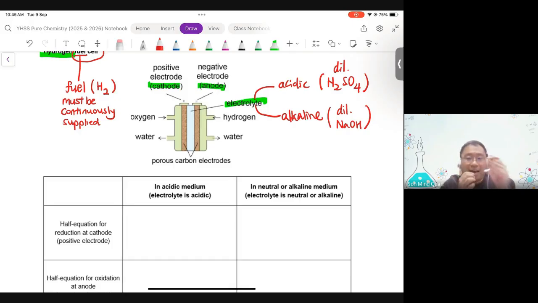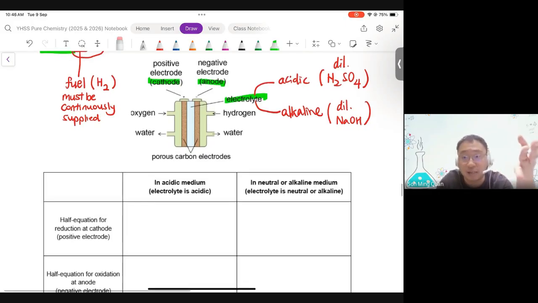So we try to make it slightly acidic by adding H2SO4 or slightly alkaline by adding NaOH. Now the trick here is, depending on whether the electrolyte is acidic or alkaline, the half equations will look different. Now that's obvious, because in acidic medium, one of the ions you have is H plus. In alkaline medium, one of the ions you have is OH minus. Different ions, right? So the half equation should look slightly different.